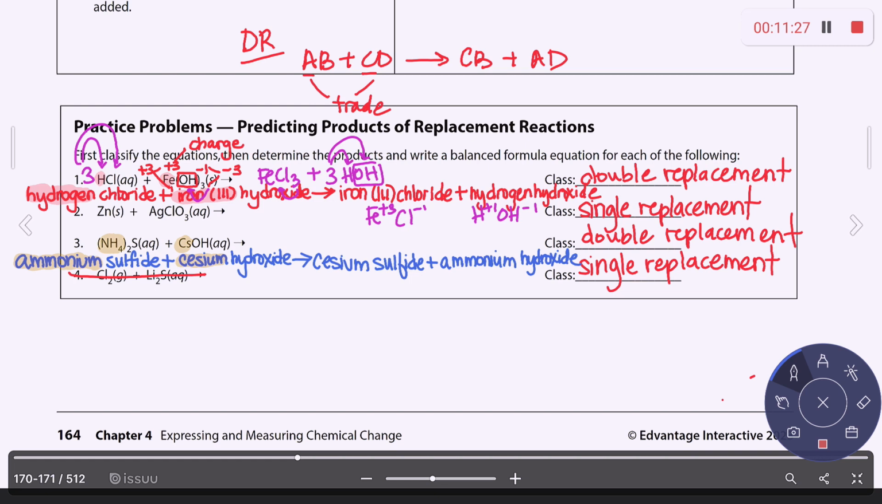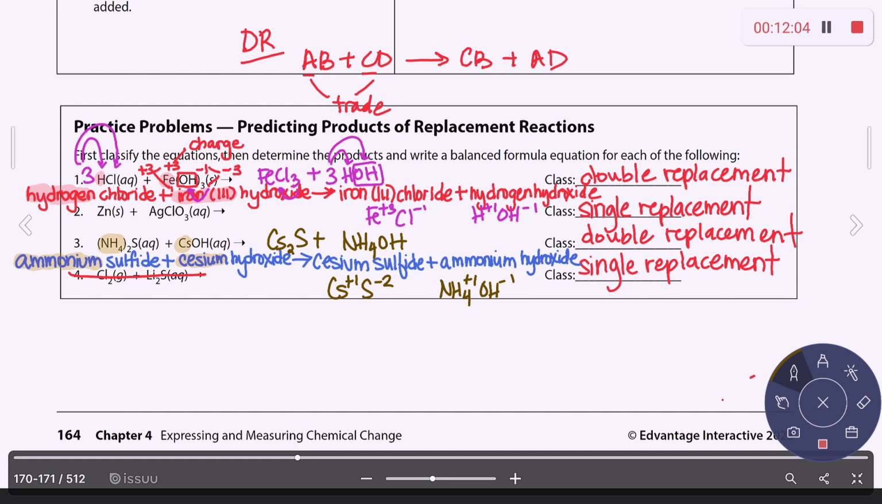Okay, now we need to look at the nomenclature periodic table to figure out what the charges are for everything. So cesium has what charge? +1. Sulfide has what charge? -2. So what would my neutral compound be? Cs2S. Yeah, Cs2S. Ammonium is NH4 +1, on the bottom left next to hydroxide, which is OH -1. So wouldn't I need one of each to make my neutral compound? So this would just be NH4OH.